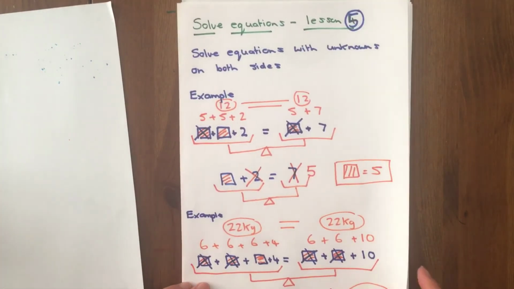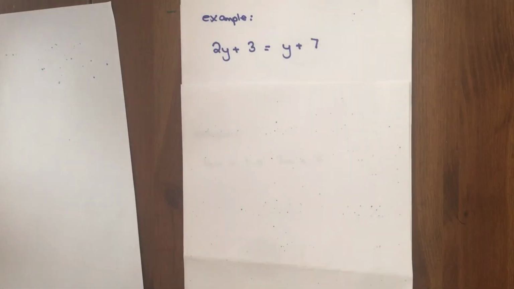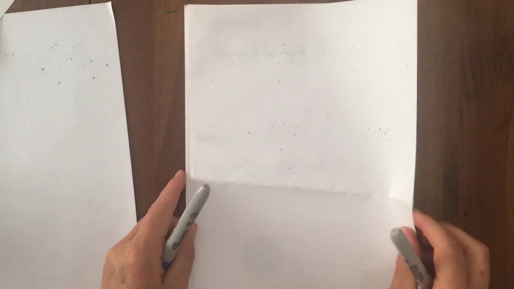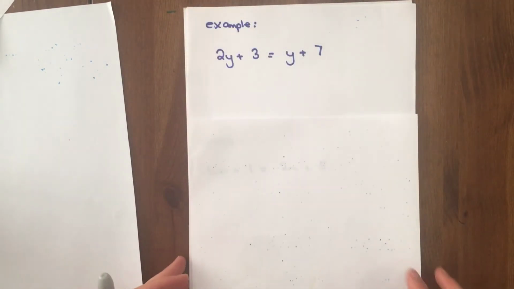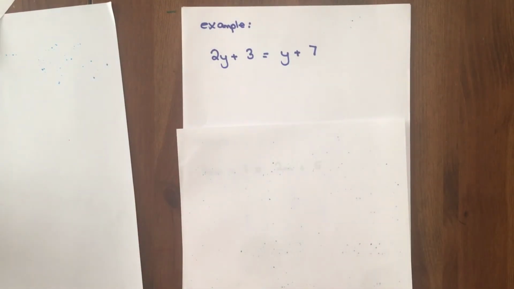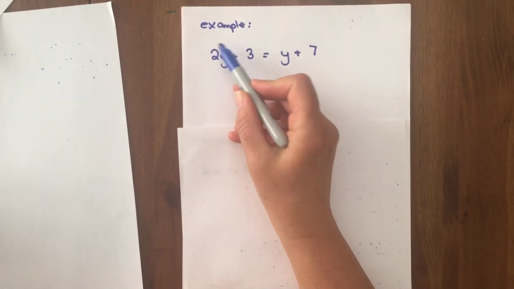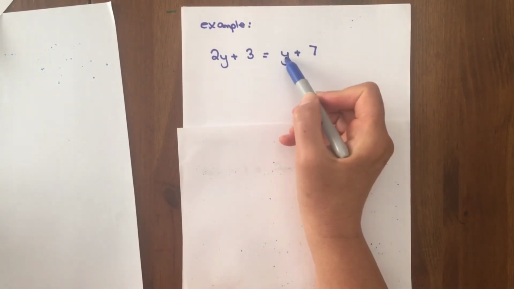Right, now in maths, you don't have it as boxes. Okay, that's just to demonstrate what you do to solve when you've got unknowns on both sides. You will have it in terms, the boxes will be in terms of y's and x's. So what shall I do here? Well, I can see, imagine this is 2 boxes and this is 1 box.